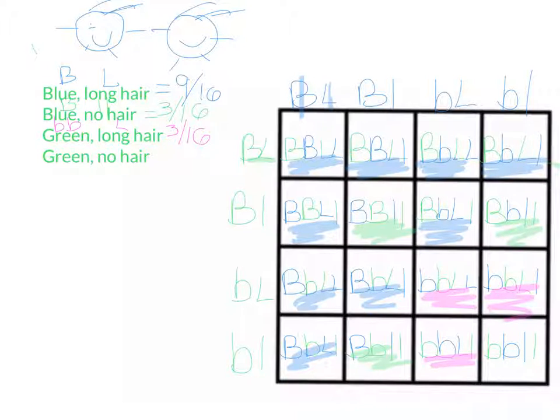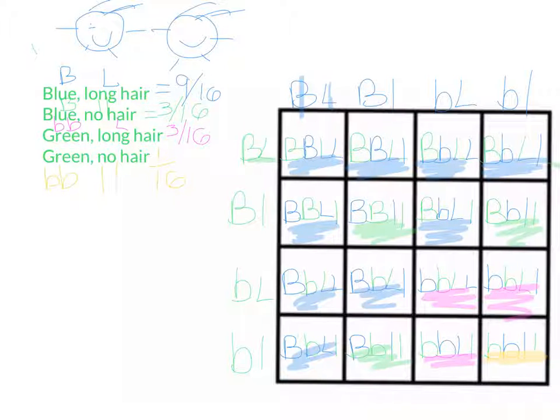All right, last but certainly not least is green and no hair. So this would be little b, little l. And as you can see, I have only one left of that. So 1 out of 16 would be green and no hair.